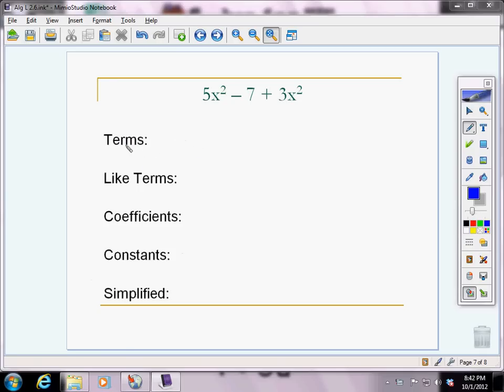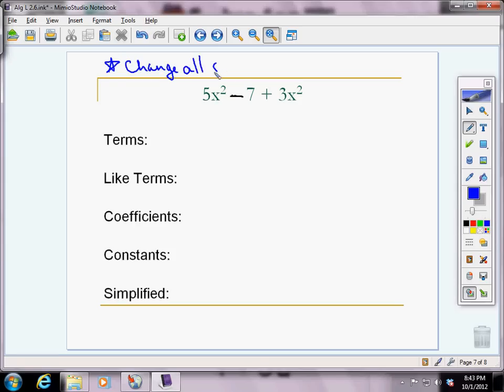Okay? The terms are the parts of an expression that are being added together. And you will put these terms on when you do your breaking down definition sheets. But when we talk about terms, they're the parts of an expression that are being added together. Notice we're not dealing with all adding there, we're dealing with subtraction. So the very first thing you must always do is change all subtraction to addition. That's the very first thing you must do.